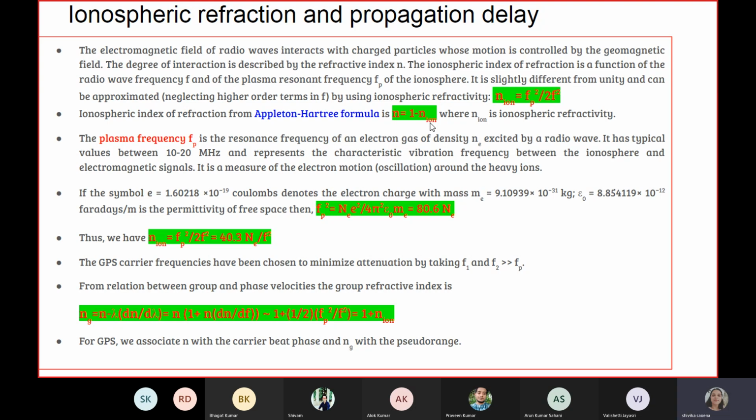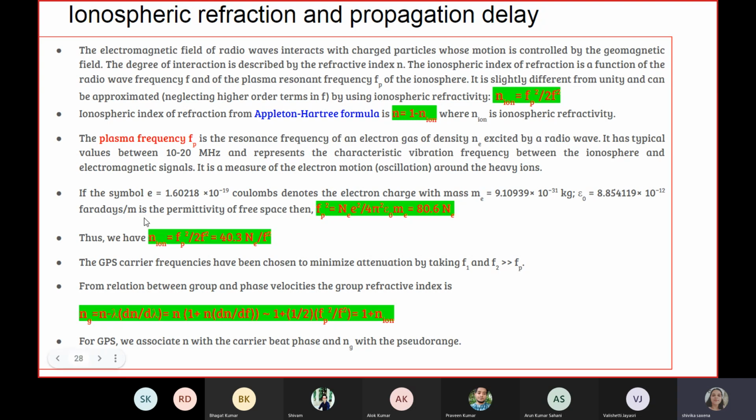So what is this new term, plasma frequency fp? It is the resonance frequency. It is a measure of electron motion or oscillations around the heavy ions. It represents the characteristic vibration frequency between the ionosphere and the electromagnetic signals, that is, how much interaction is taking place. This is the resonance frequency of an electron gas of density Ne excited by a radio wave. Typical values are between 10 to 20 megahertz.